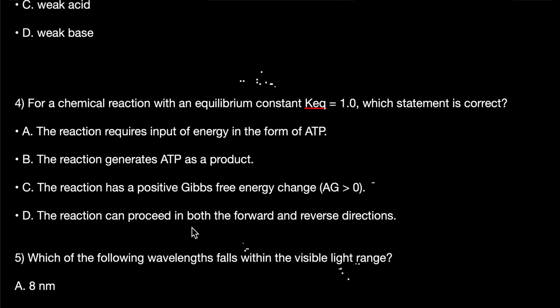Hope that helps. D. The reaction can proceed in both the forward and the reverse directions. That's correct, because when the reaction is at equilibrium, the reaction is not favoring reactants or the products, which means it can just go back and forth.